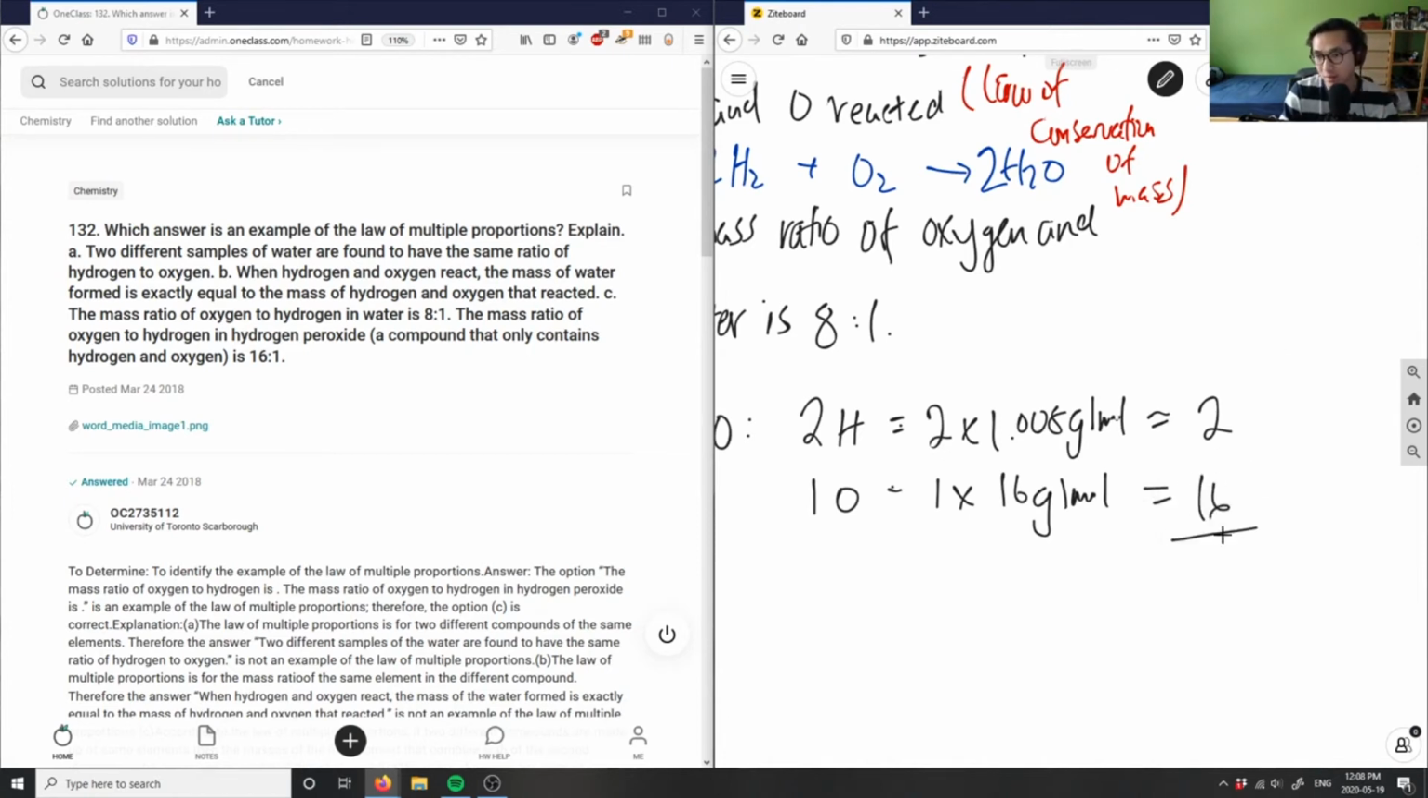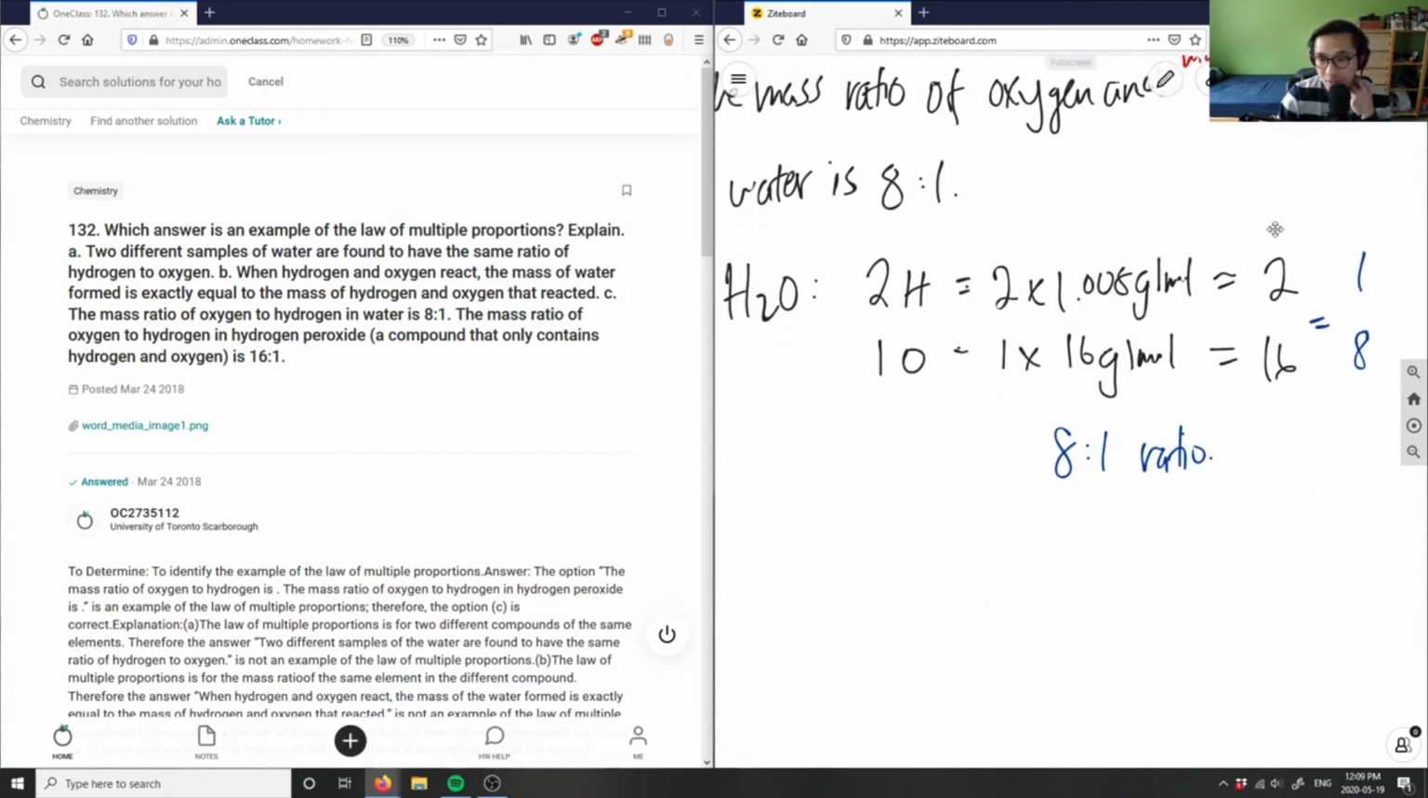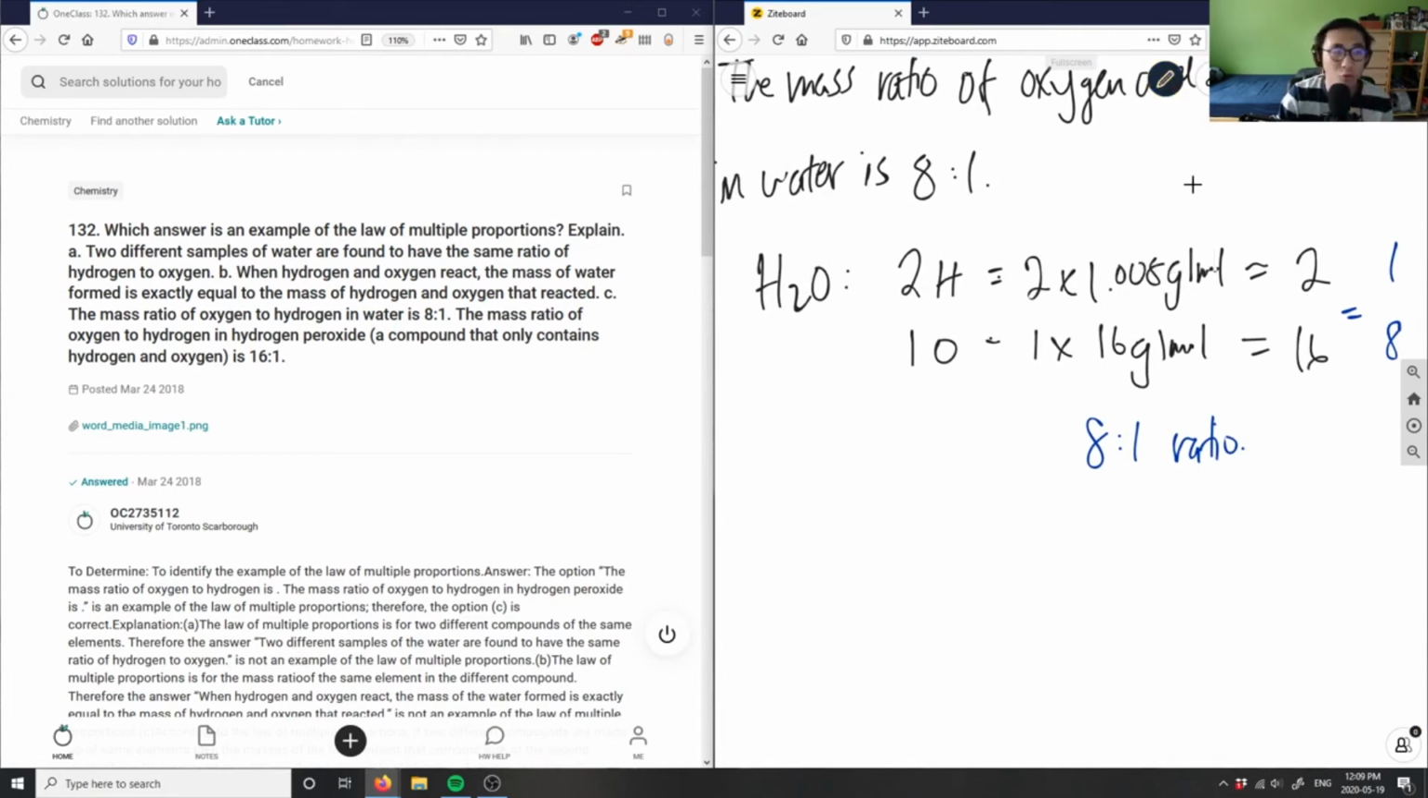So if you look at the ratio here, this is a 2 to 16 ratio, or you could say a 1 to 8 ratio, right? So oxygen to hydrogen would be 8:1. In this case, I wrote hydrogen to oxygen, but it's interchangeable here. So you can say that this is an 8:1 ratio. So we proved that this existed, and we can also say the mass ratio of oxygen to hydrogen in hydrogen peroxide. Hydrogen peroxide is a different compound, right? So now we have 2 compounds in play, which is what the law of multiple proportions says. I need 2 compounds in play here.